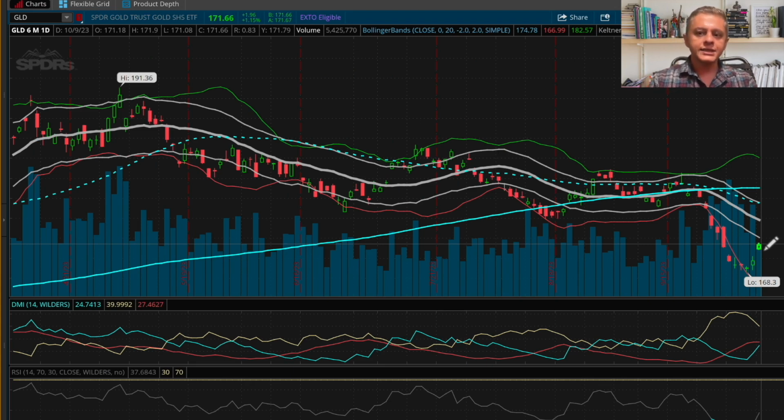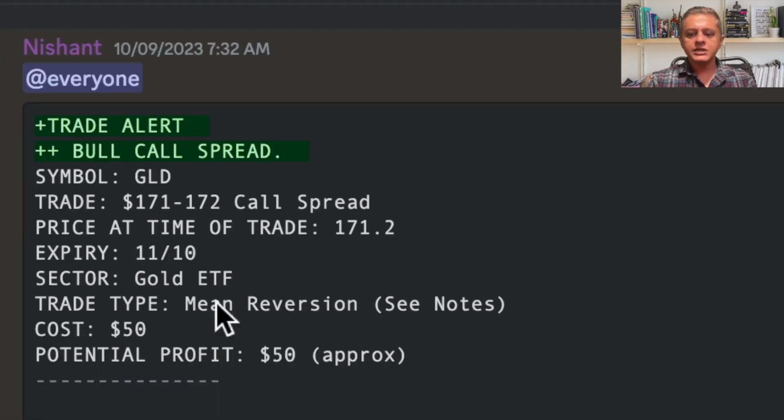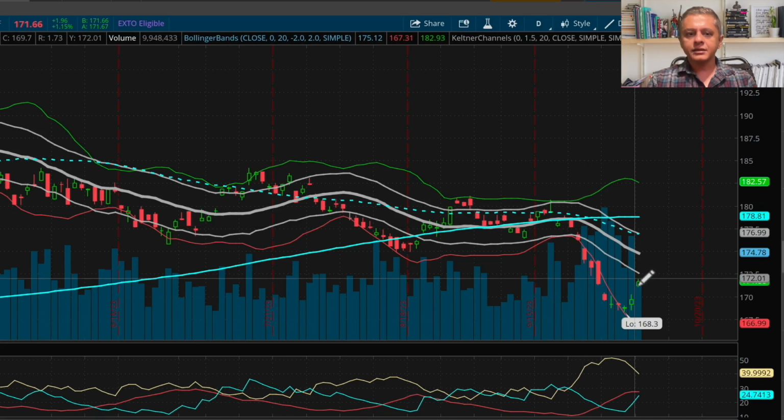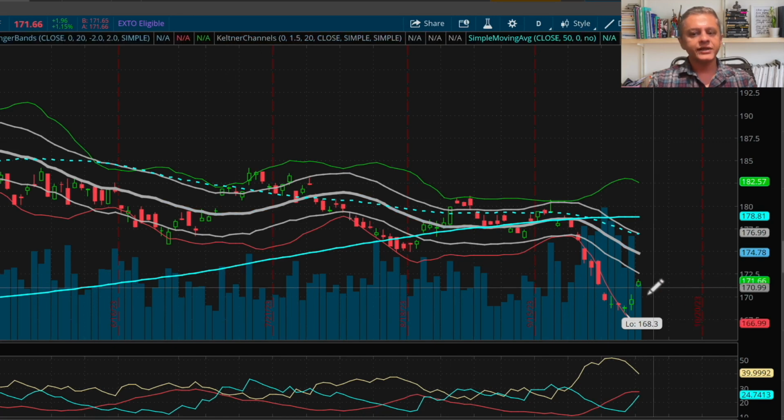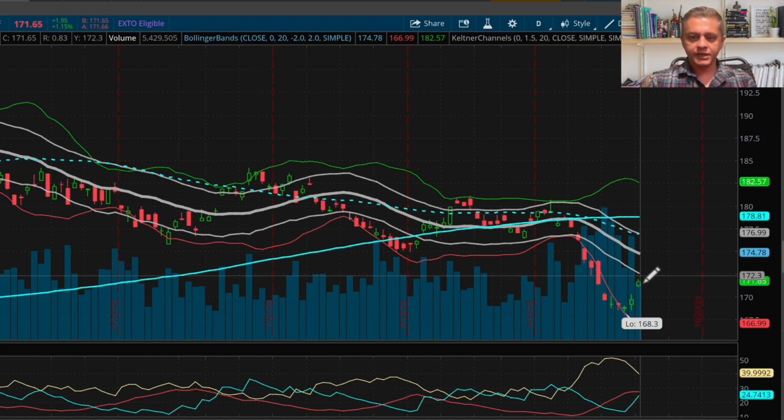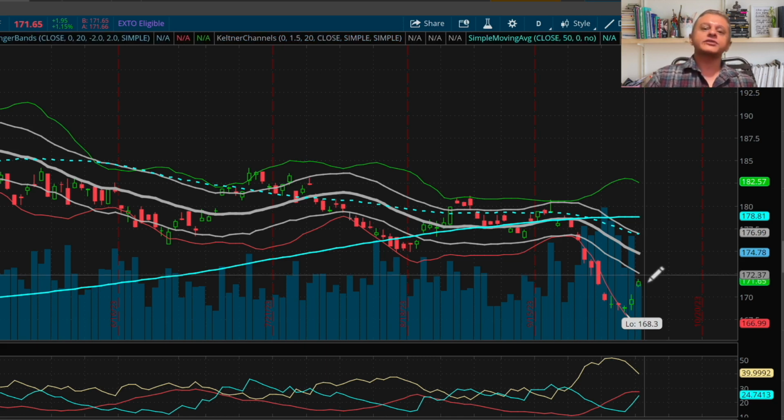The trade that I took in this case, if you go back to the trade alert, is a 171, 172 call spread. If you look, the stock is at 171.66. So what I did was I bought the 171 call, I sold the 172 call, and here is the beauty of this trade. If at expiration the stock expires at or above 172, which is this point, I will double my money on this trade.